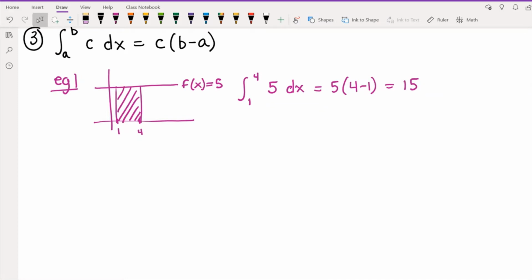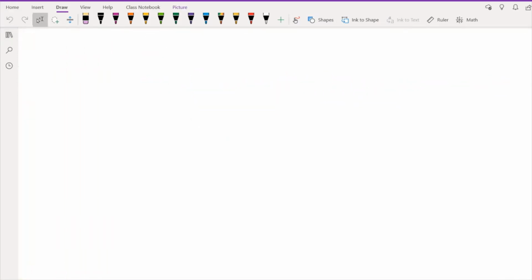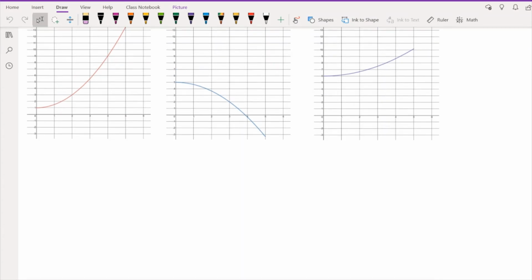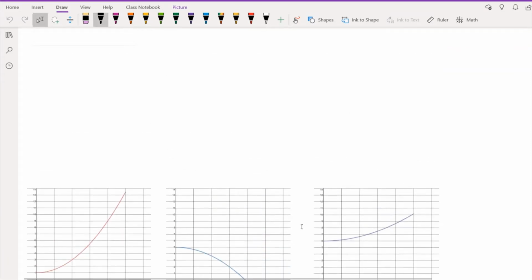Okay, so next rule. Let me scroll up. Sorry, my screen's a little stuck. There we go. So this next rule, I have a picture to help illustrate it. So that's what's going on down there.